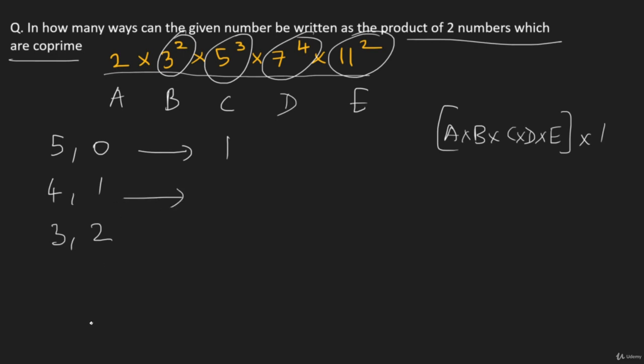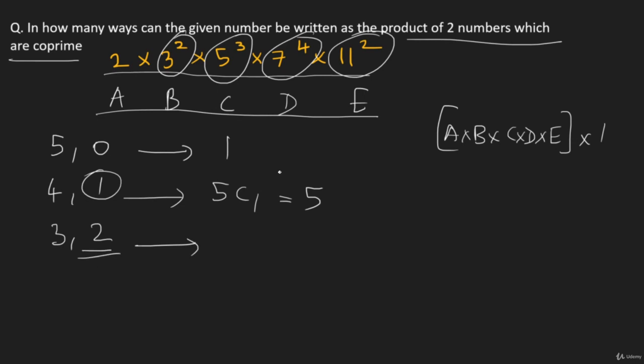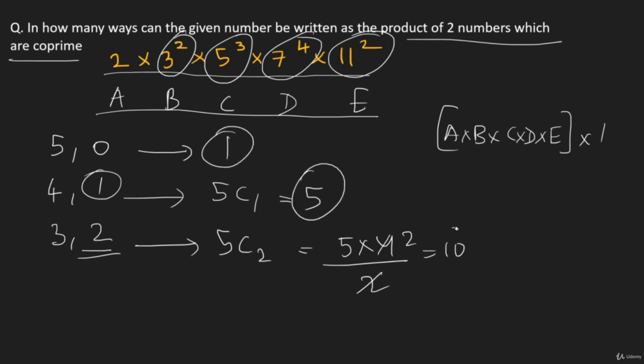What about 4 and 1? You can select this one in 5 ways, that is 5C1 ways. So that's equal to 5. So dividing these into groups of 4 and 1 can be done only in 5 ways. What about 3 and 2? You just need to select 2, right, out of these 5. That's 5C2 ways of doing it. 5C2 is equal to 5 into 4 by 2, which gives you 10. So the answer to this question is you can do it in 1 plus 5 plus 10, which is equal to 16 ways.